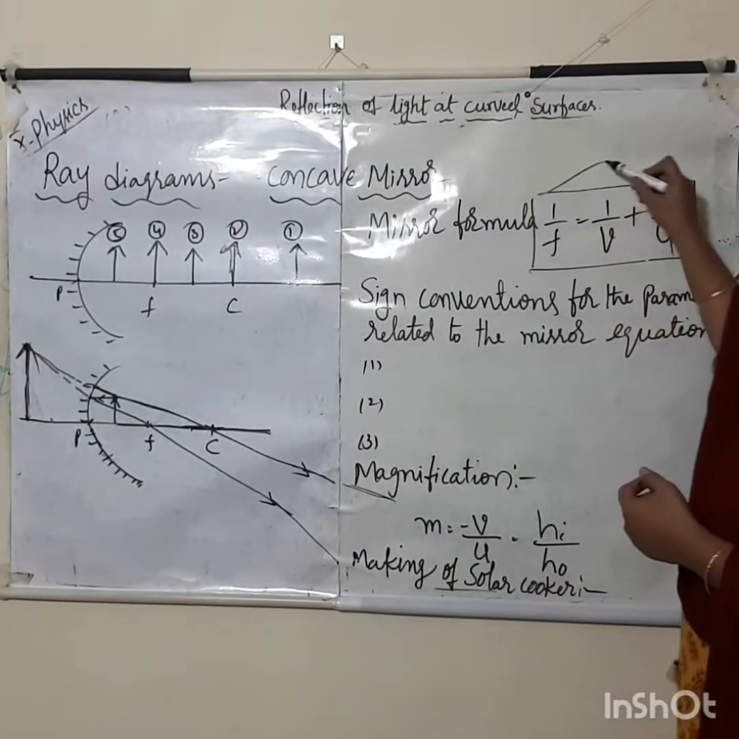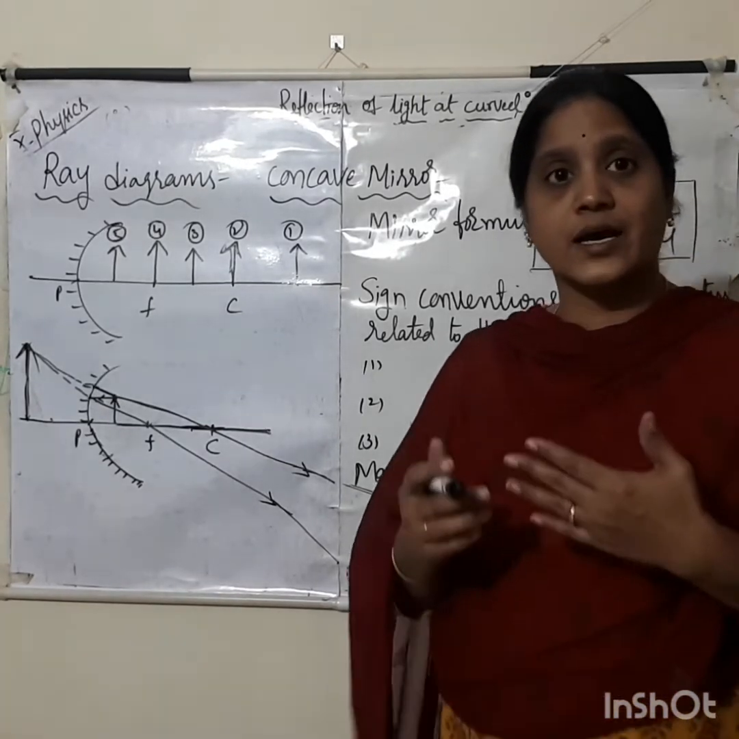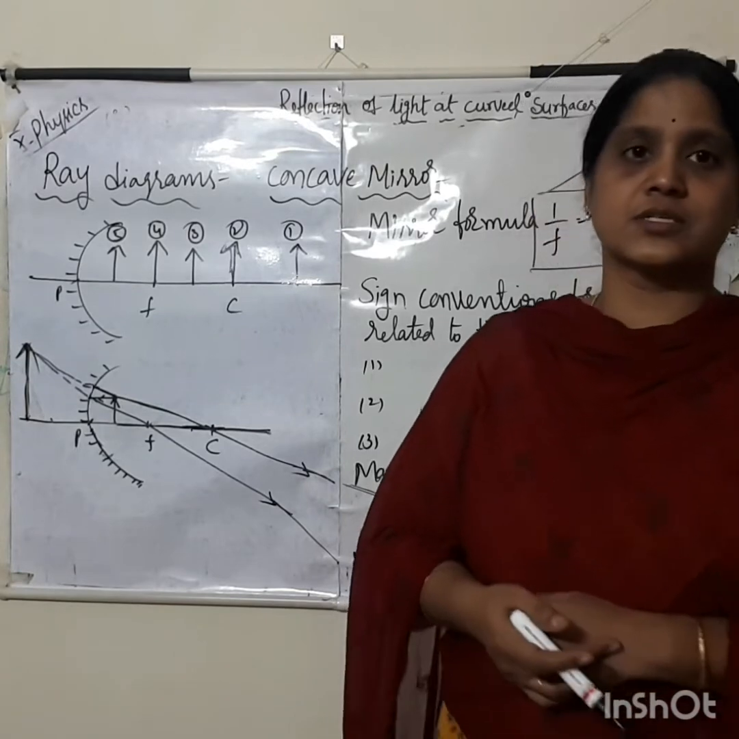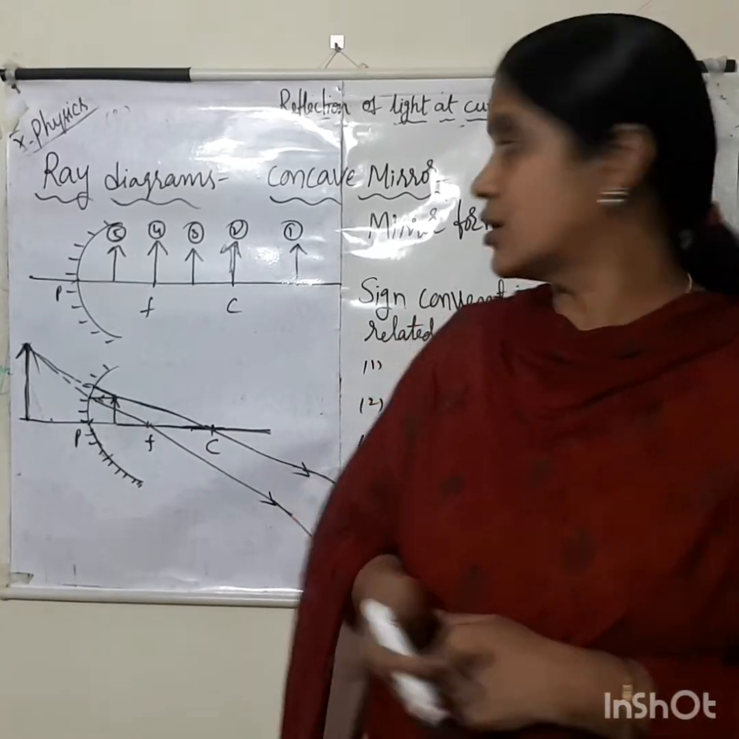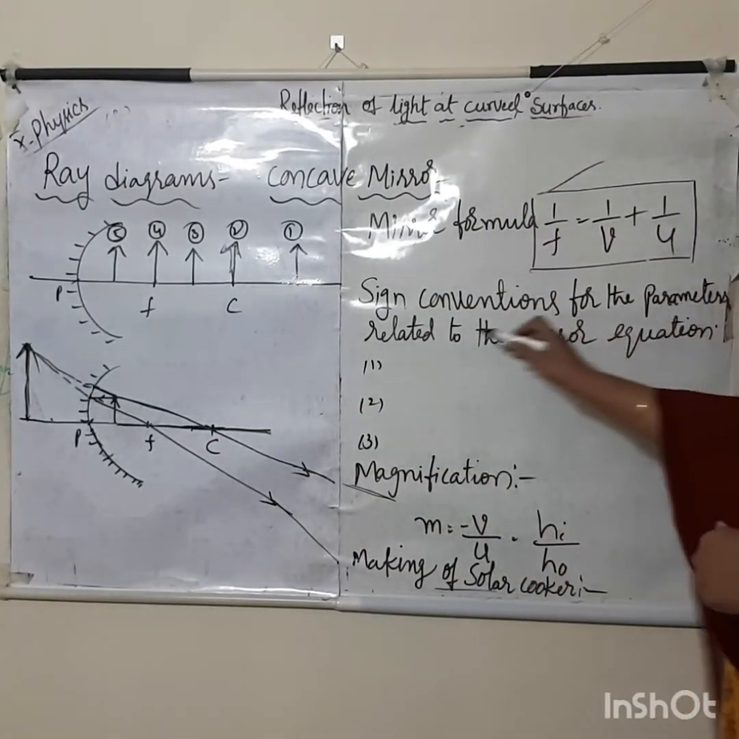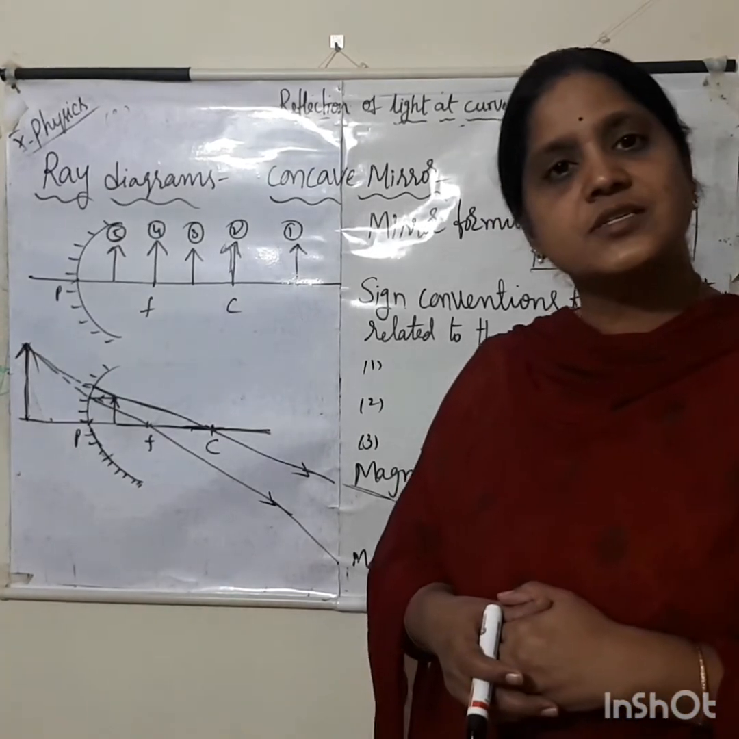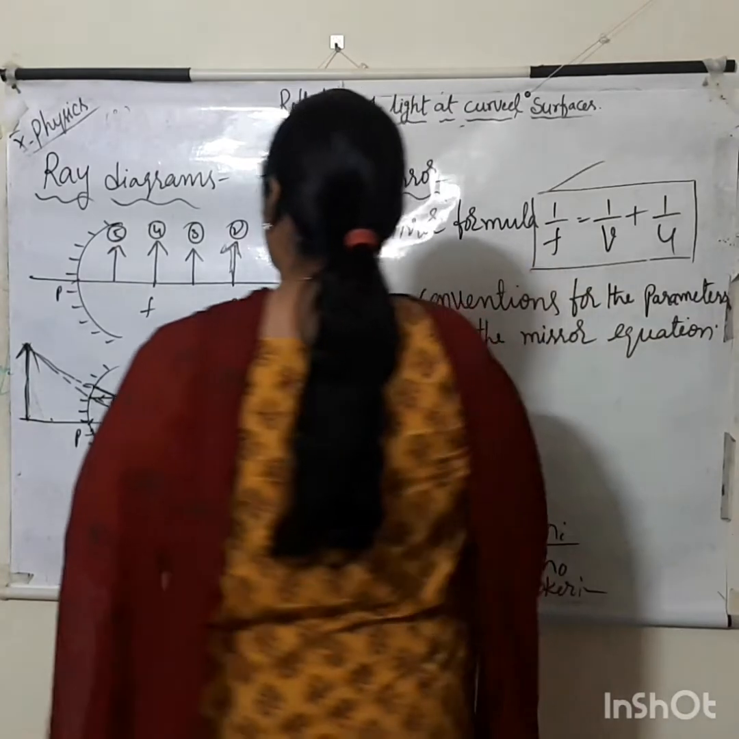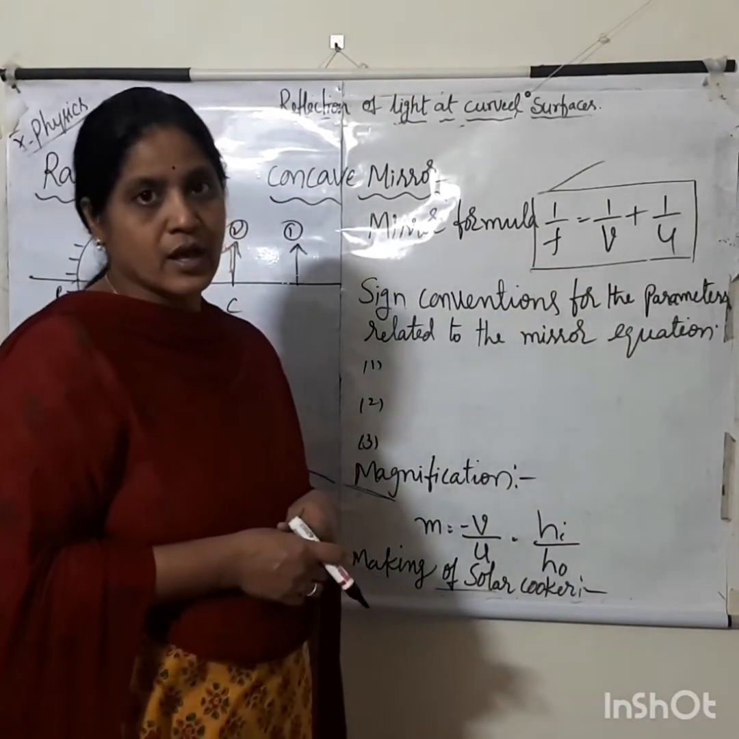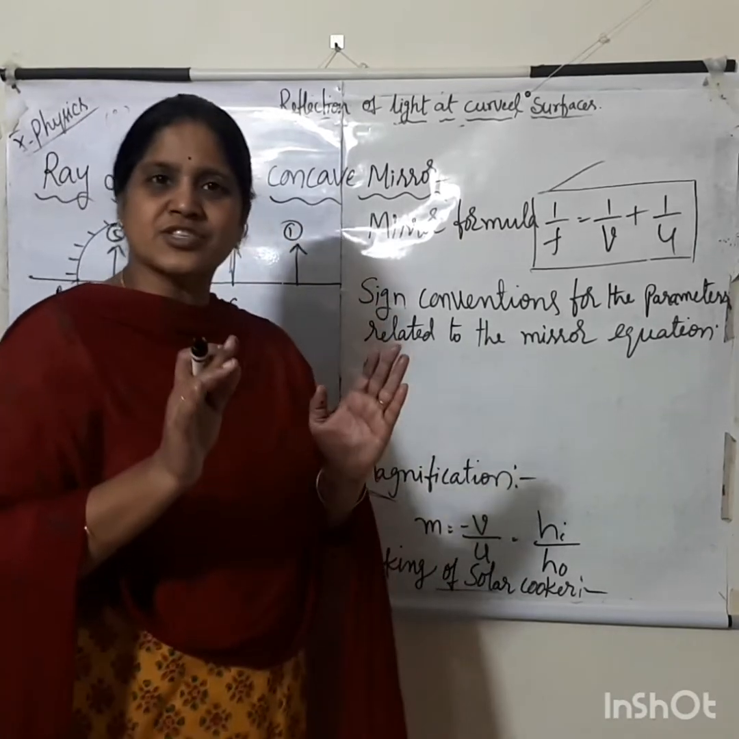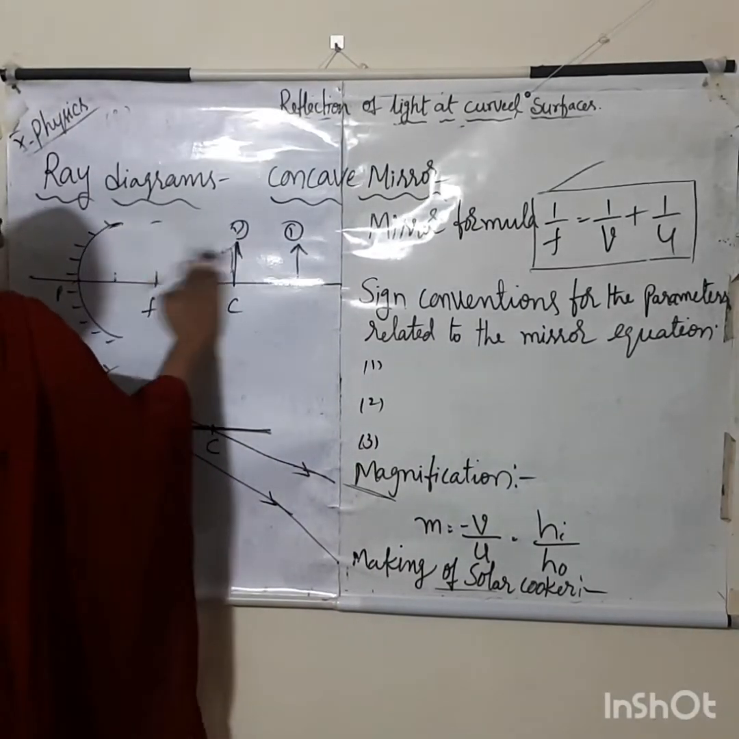Next, by using this formula you have to solve the problems. At that time you have to follow the sign conventions. Whether f is positive or negative, v is positive or negative, like that you have to take the sign convention. These are the sign conventions for the parameters related to the mirror equation. So what are the sign conventions? Not only for a concave mirror or a convex mirror, always you have to measure the distances from the pole.